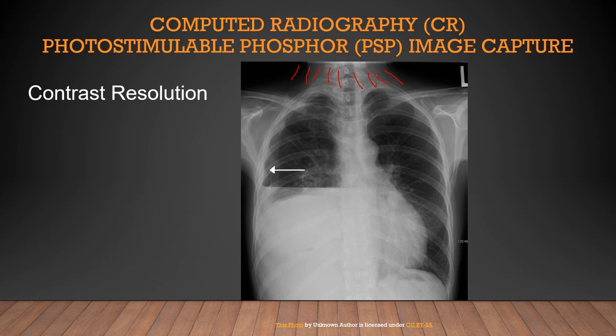You cannot x-ray a patient with a sports bra because it shows up as a density. I know patients say, I'm only wearing a sports bra, it's okay. Well, my radiologists say, no, it's not. I don't want to see a sports bra. That's a density. And no, don't do it. But contrast resolution allows us to see all the different shades of gray when we're looking at an image.